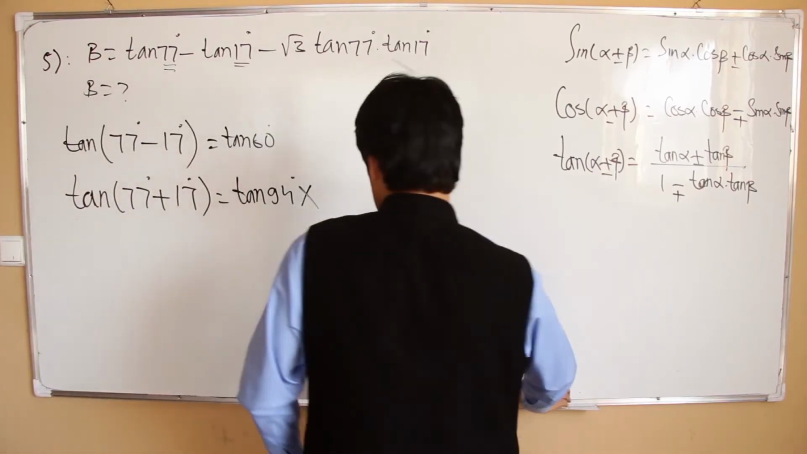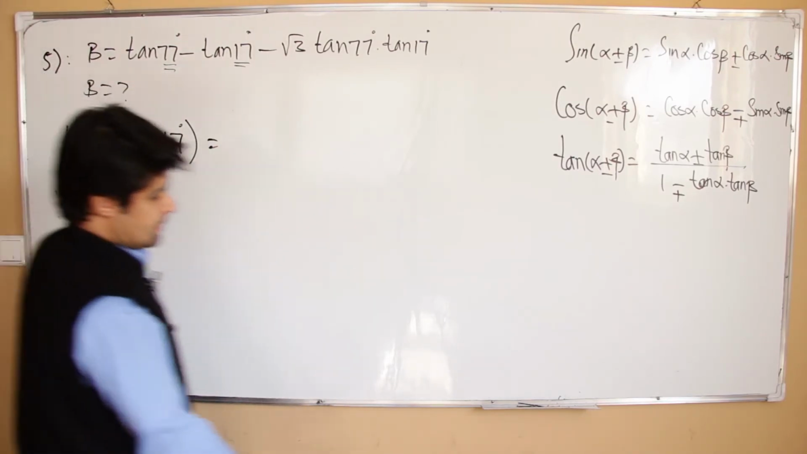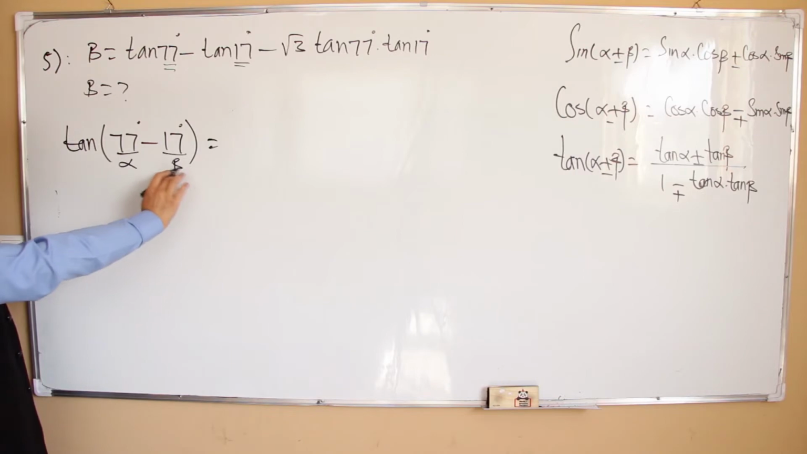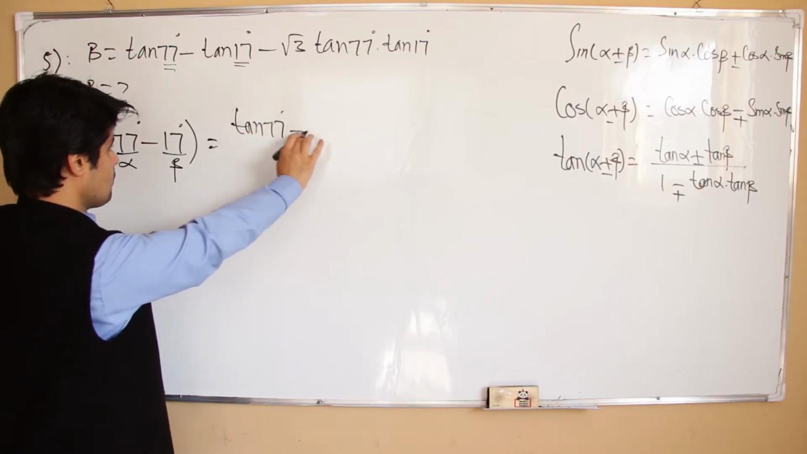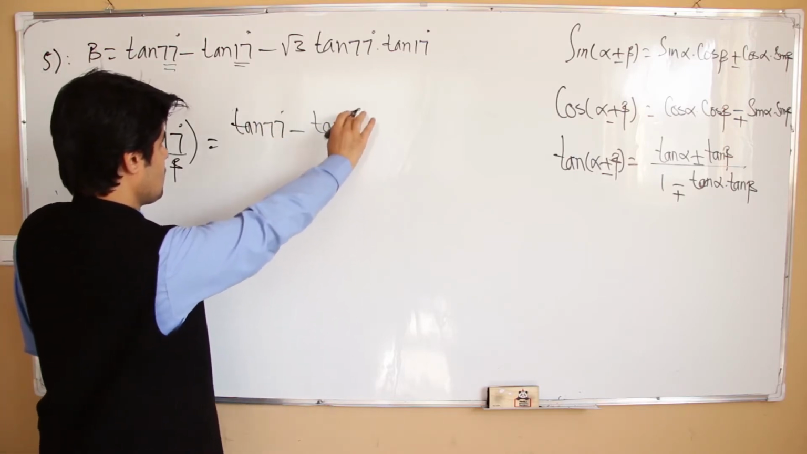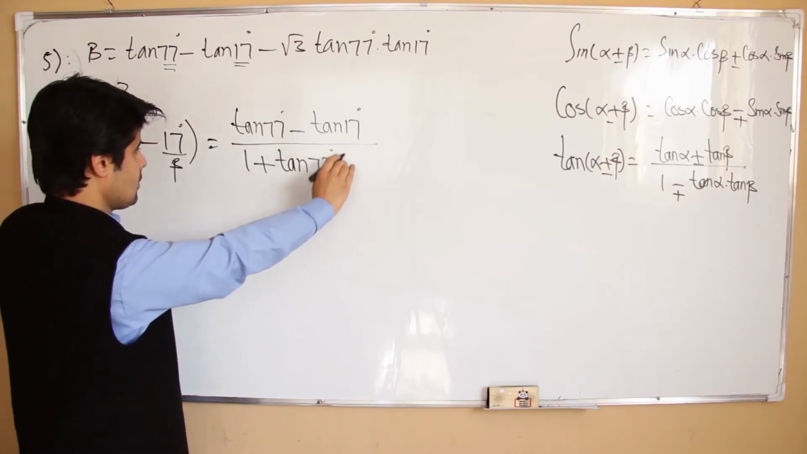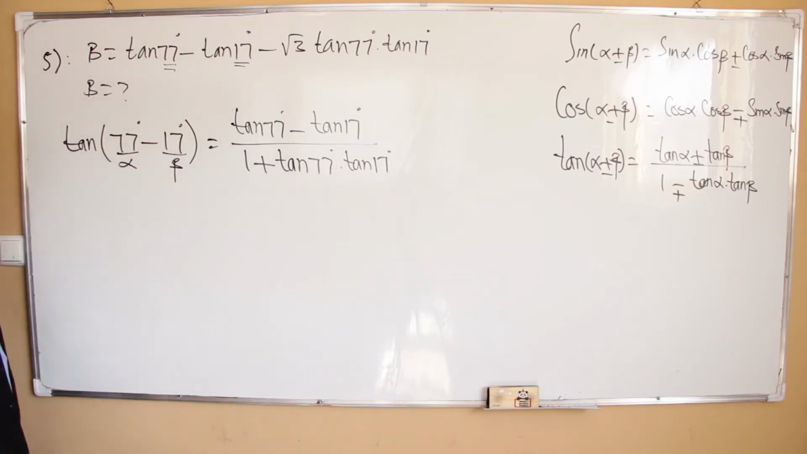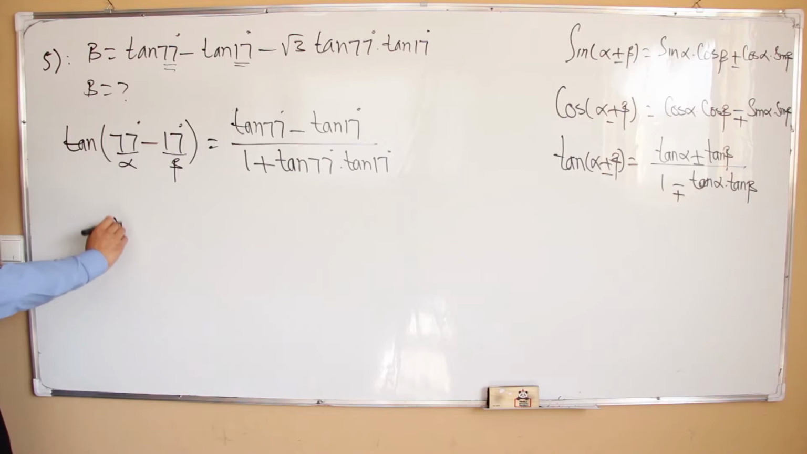So here, I will define our first relation, I mean tangent 77 minus 17. Now, if this one is alpha and this one is beta, tangent alpha minus beta is tangent alpha minus tangent beta, am I right? Divided by 1 plus tangent alpha times tangent beta. Now, 77 minus 17 is 60. What is tangent 60? Tangent 60 is root 3. This is the value for this one.